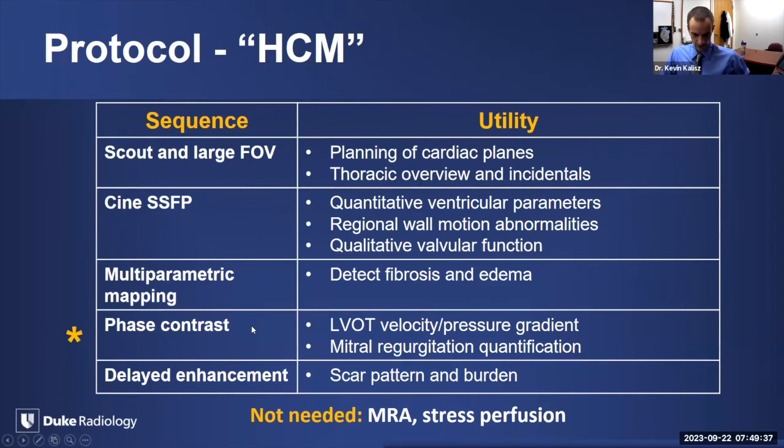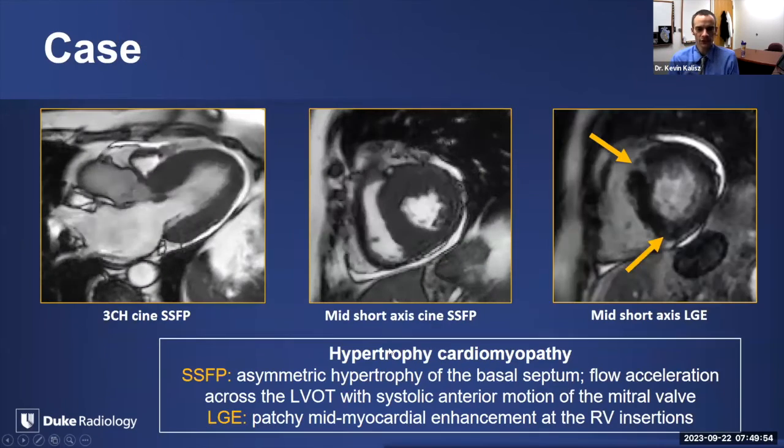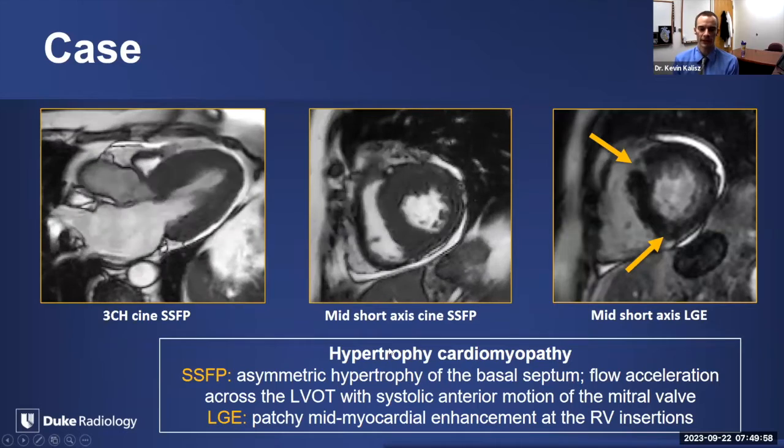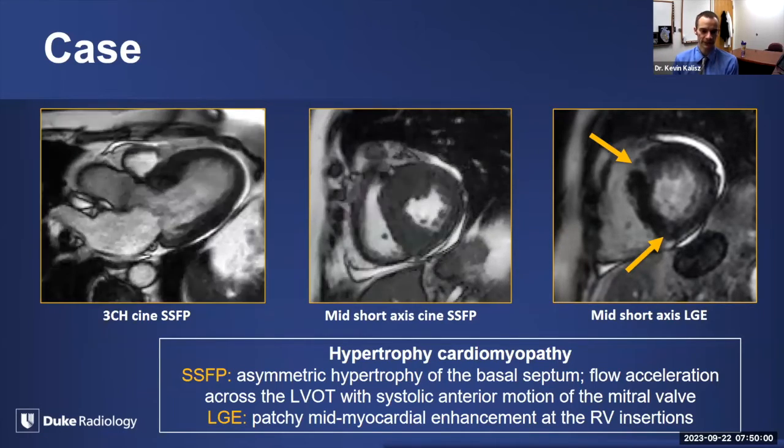phase contrast images here, because if you're going to be assessing and kind of staging, so to say, hypertrophic cardiomyopathy, a good prognostic and treatment evaluation incorporates LVOT velocities and pressure gradients, and then these patients may or may not have mitral regurgitation, which may be useful to quantify. So a couple of cases here of more classic hypertrophic cardiomyopathy, which typically affects the basal to mid septum.